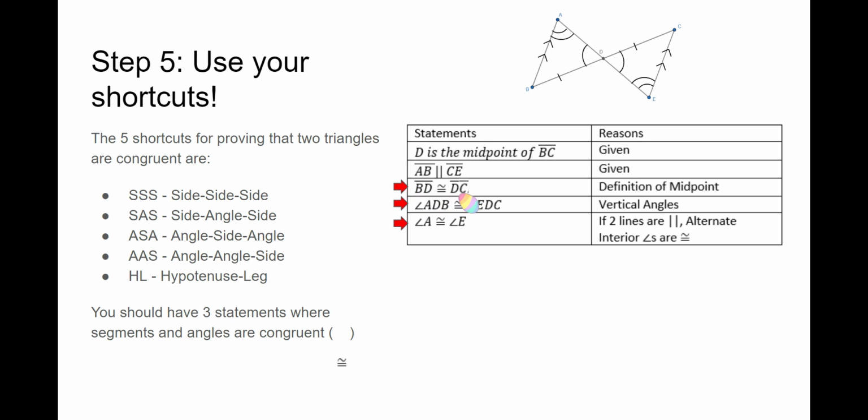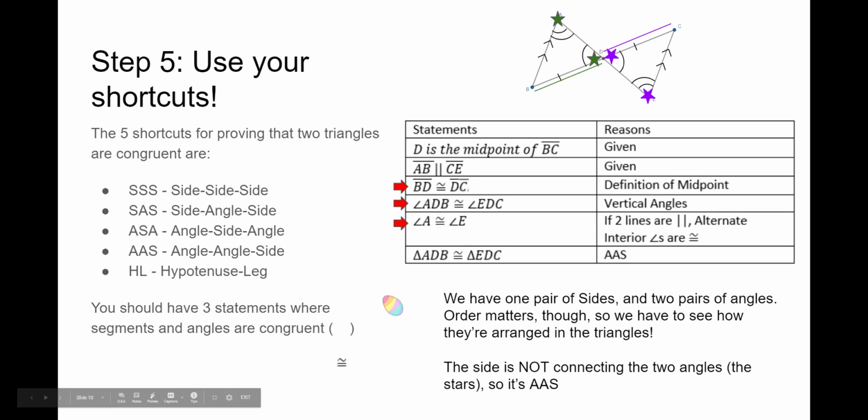So segment BD is congruent to segment DC. That's a pair of sides. Angle is congruent to angle. Angle is congruent to angle. So I have 3 statements, and my congruent symbol got kicked down. I'm sorry about that. This is supposed to say congruent in here. This is the symbol for congruent. So we have 1 pair of sides and we have 2 pairs of angles, but the order matters.